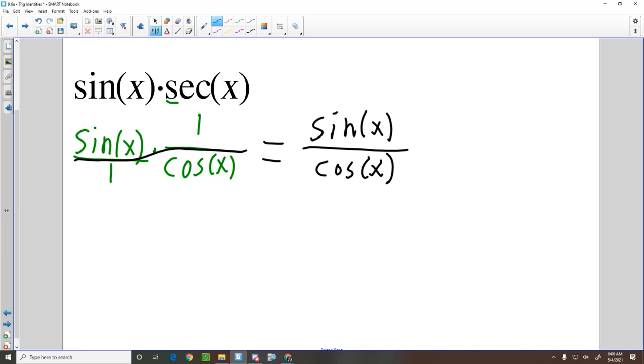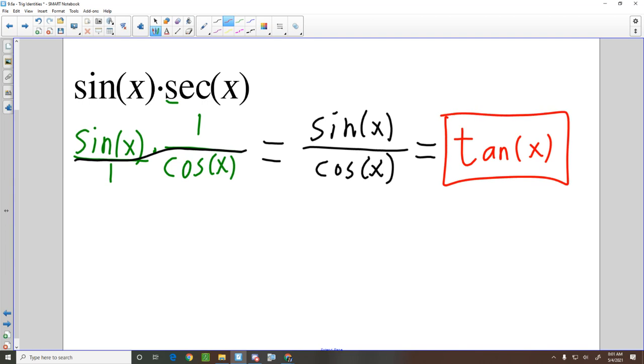I still have 2 trig functions, though. But hopefully you recognize this as one of our quotient identities. Sine divided by cosine, that's simply the tangent of an angle. So the sine of whatever angle times the secant of that same angle, instead of doing 2 separate calculations and then multiplying them, I could just simply take the tangent of that angle and I'd get the same exact answer. So this is a much simplified calculation that I could do.